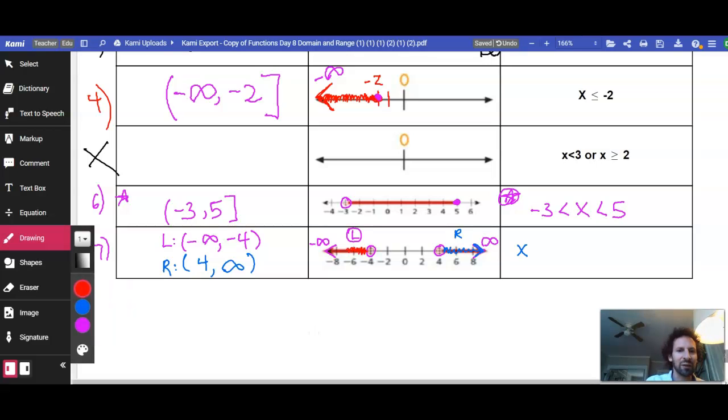So this one on the left right here is going to be x is less than -4, because we're shading all the values to the left of -4. And the inequality on the right is x is greater than, or all the numbers to the right of, bigger than, +4. And then for this to be correct, we're going to write or to make sure we include both intervals of the graph.